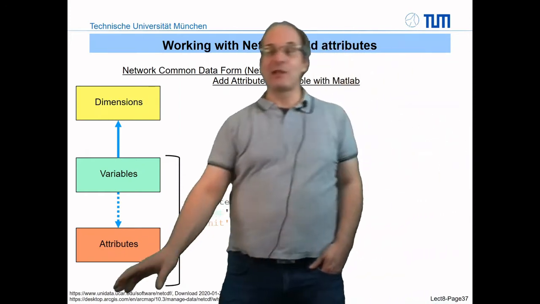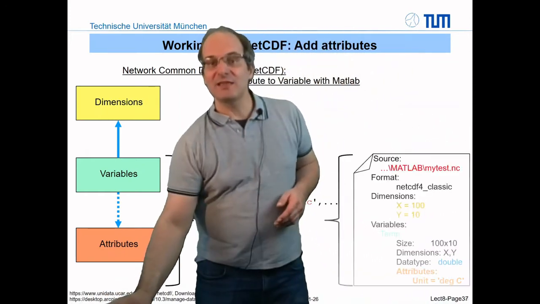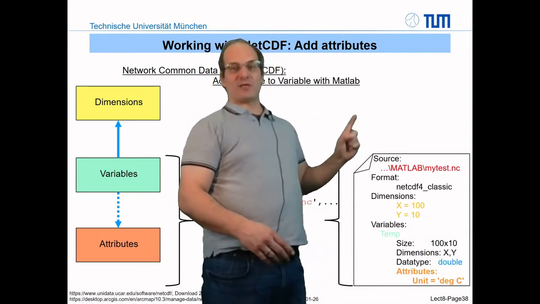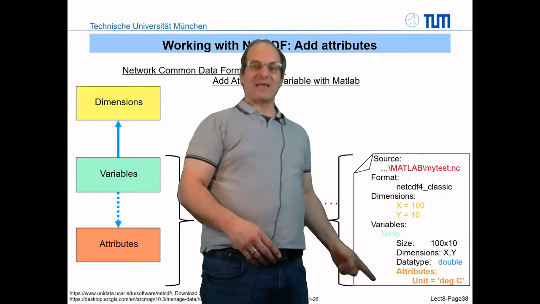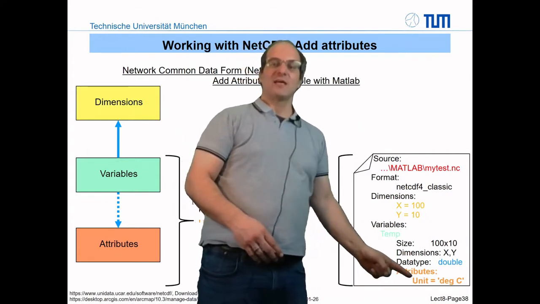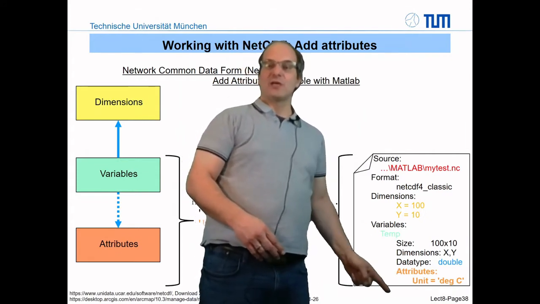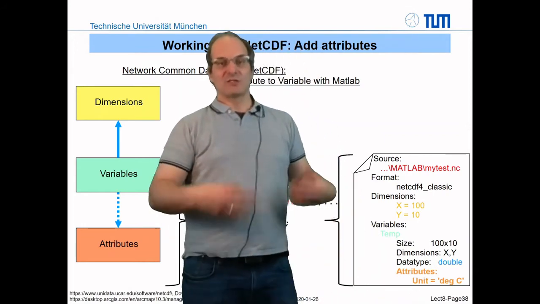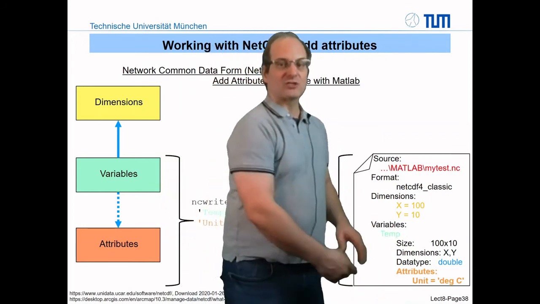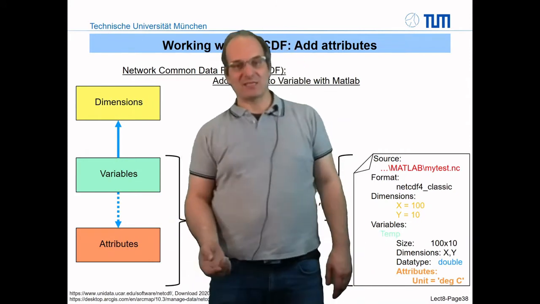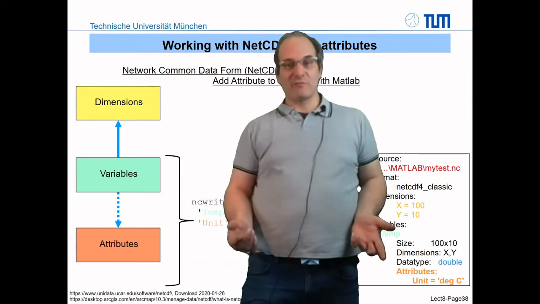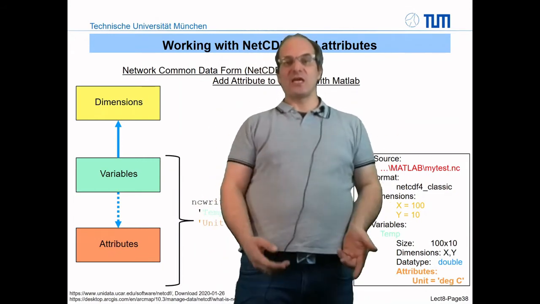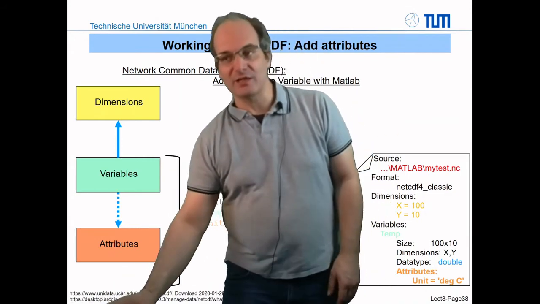And how does it look like if you do it in this way? Then you will get here the same style again with ncdisp. You will get this information, and now you will have these additional attributes, and this attribute has unit equal degrees Celsius. So you have now a very local additional possibility to set in metadata all additional information which is helpful to identify, to interpret, to process the real data.